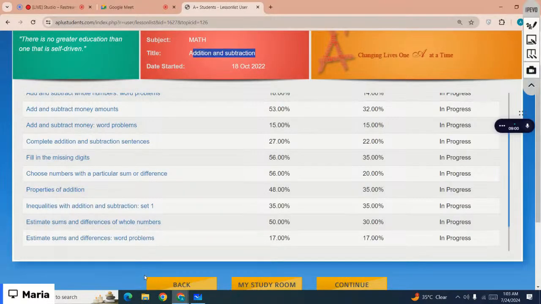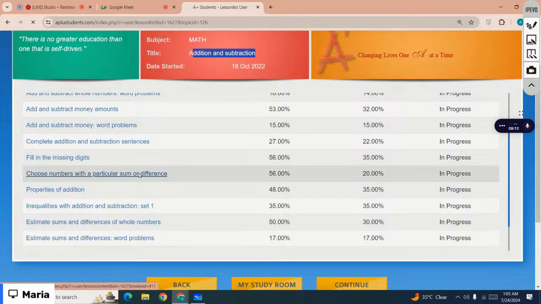Okay, here I'm on grade 5 math. The chapter we're on right now is addition and subtraction. Let's just start with the lesson that is choose numbers with a particular sum or difference. Let's just start with the lesson.